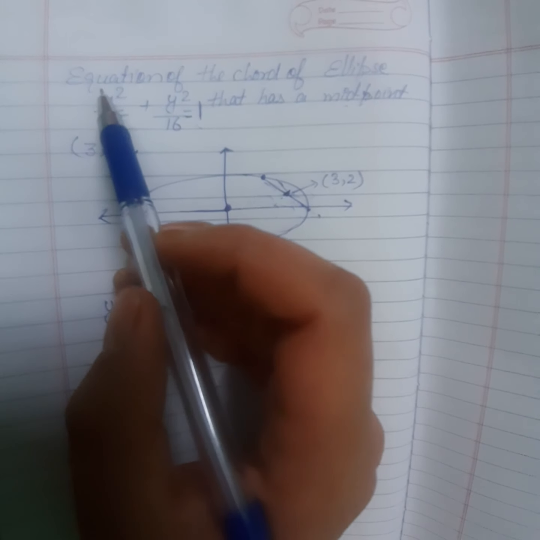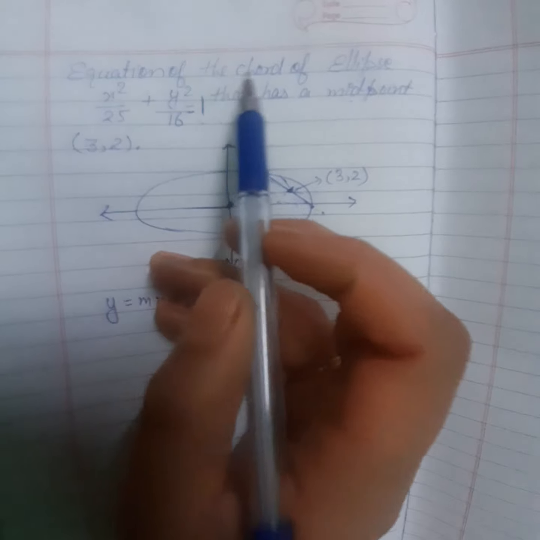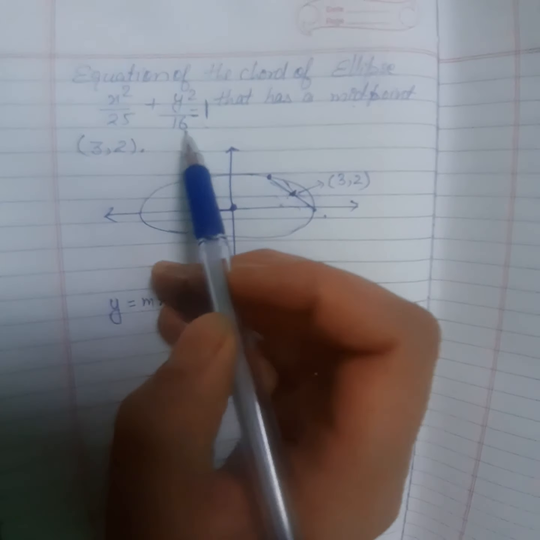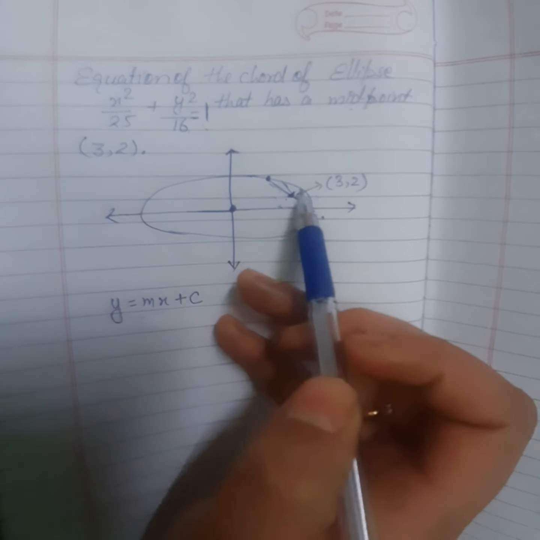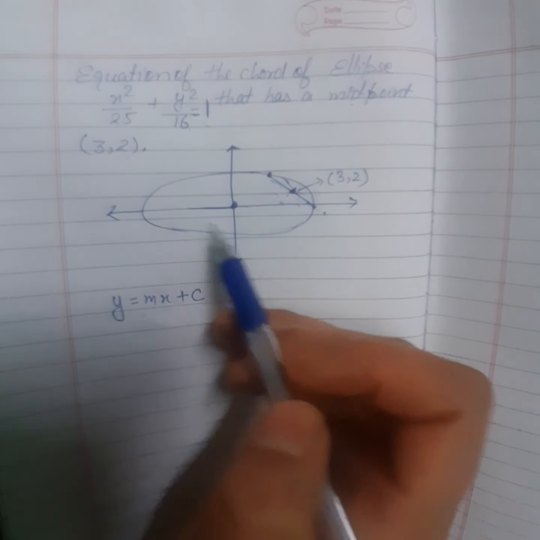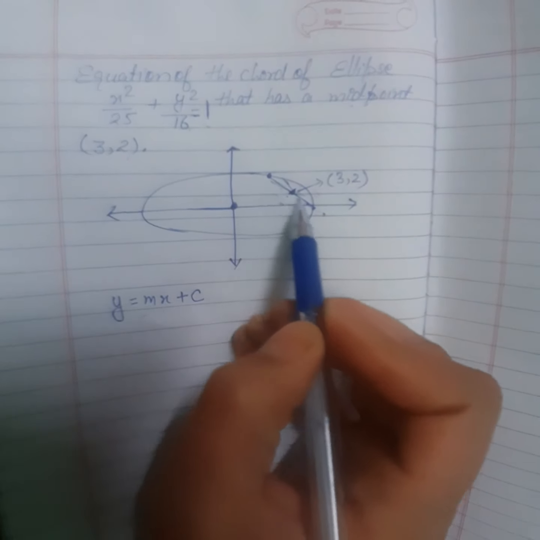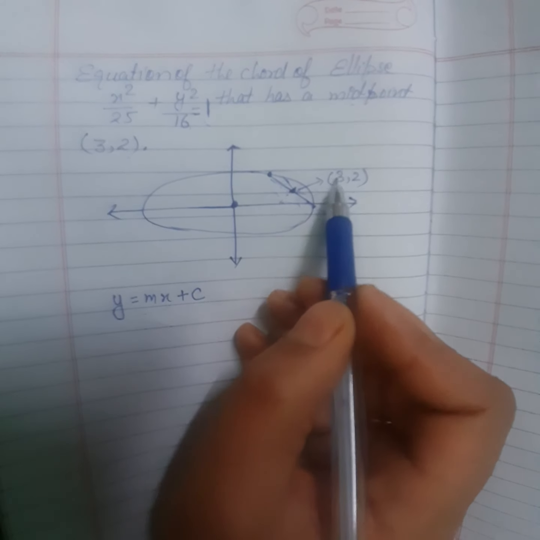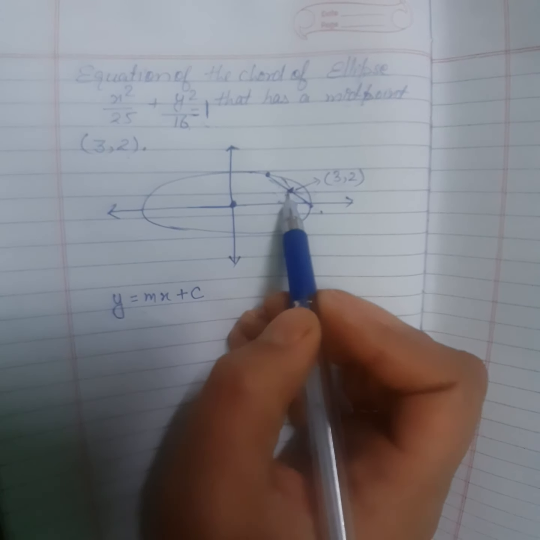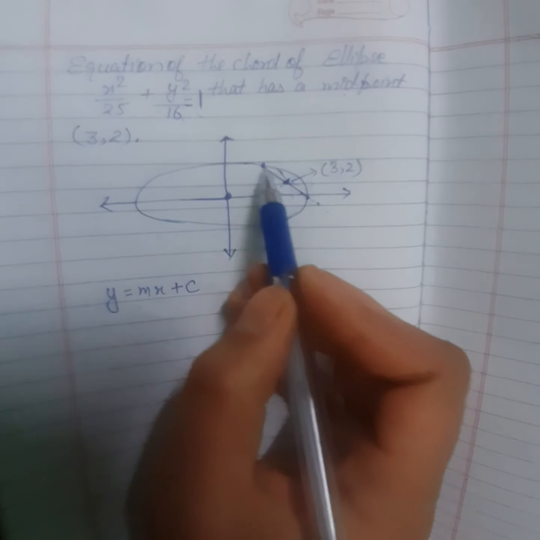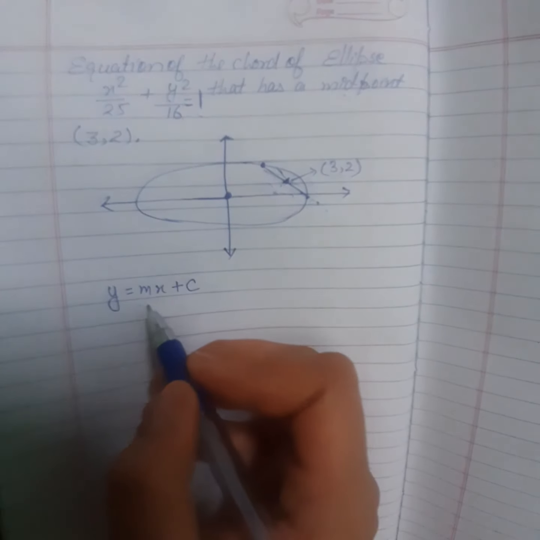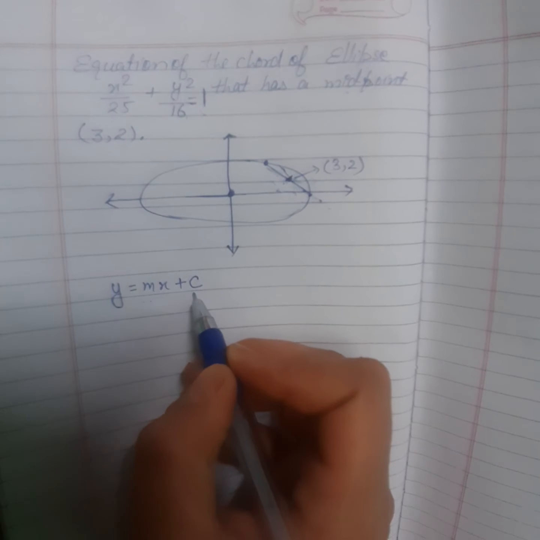In your module, you were given a question to find the equation of the chord of an ellipse that has a given midpoint. So the situation looks somewhat like this. There is an ellipse, one of whose chords has its midpoint as (3, 2). We have to find the equation of this line. We know any line in slope-intercept form can be written as y = mx + c.